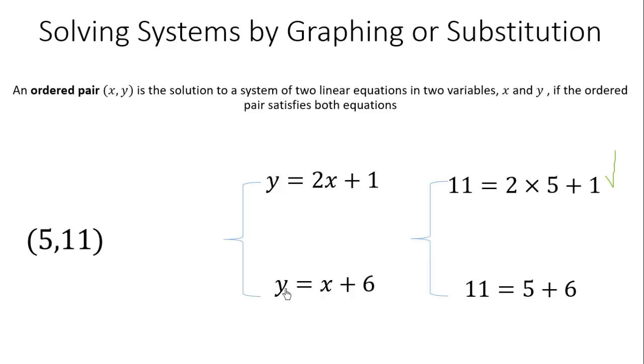Then also, when we substitute 11 and 5 into this system, it must satisfy. So we put 11 for y and put 5 for x. That will give us 11 is equal to 5 plus 6. And indeed, 5 plus 6 is 11. So this statement is also true. Hence, we say the ordered pair is a solution. If it happens that it satisfies one and does not satisfy the other, then it is not a solution to the system.